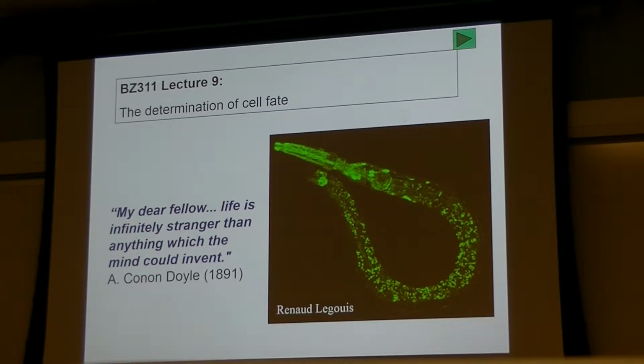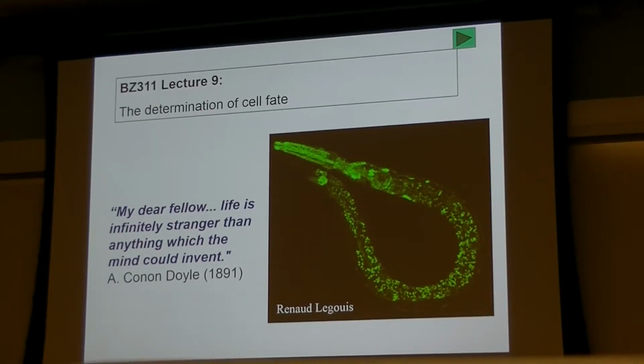So today, we're going to talk about two. The first one is the nematode worm called C. elegans, and then the second one will be Drosophila. Both of them are really neat organisms.